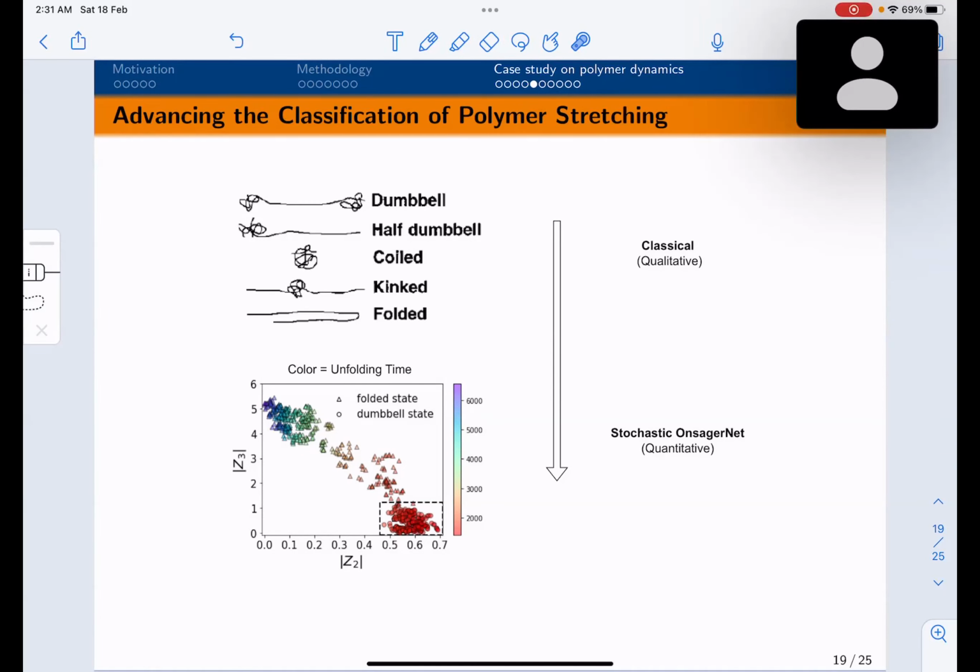But in our method, our Z2, Z3 can classify the different shapes of the polymer. For the circle ones, this is the dumbbell state, and for the triangle ones, this is the folded state. We can see the Z2, Z3 can separate them very well, right? So the Z2, Z3 can help us to classify the shape of the polymer.